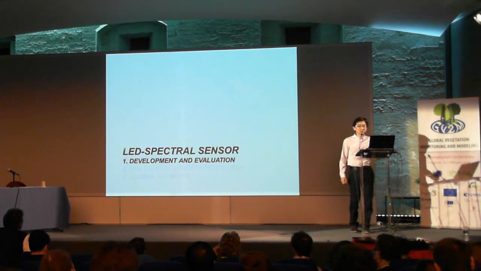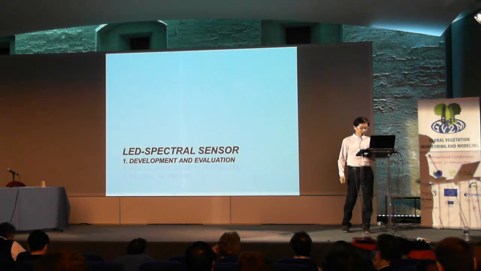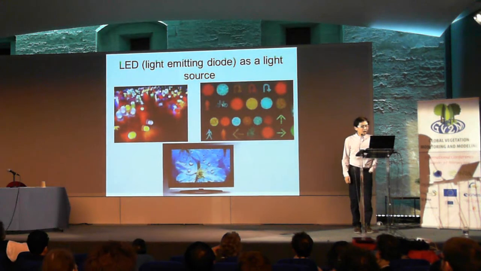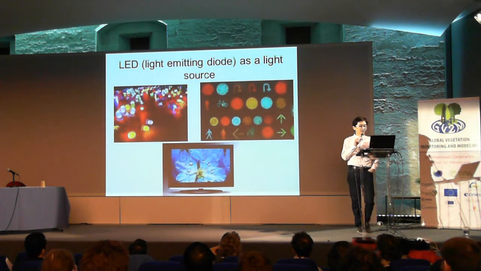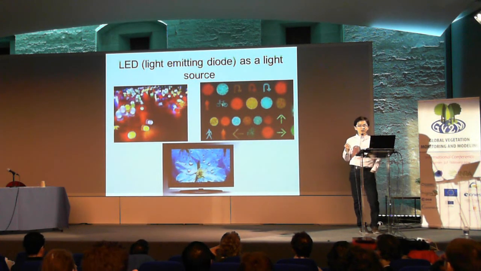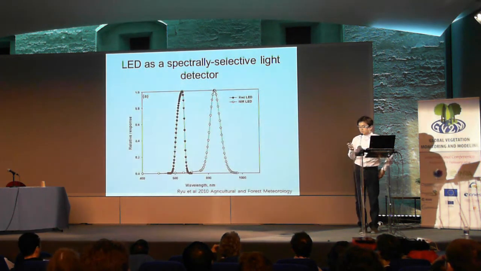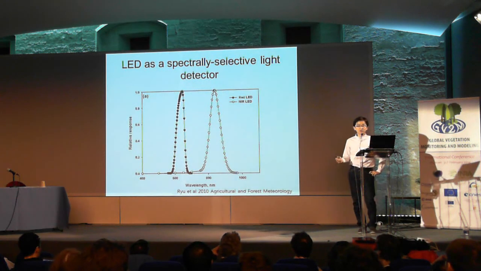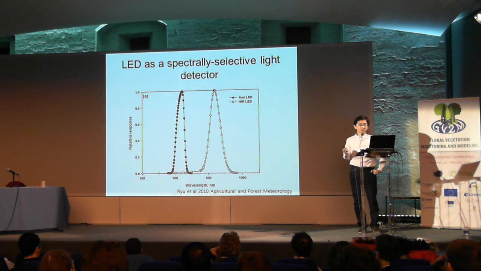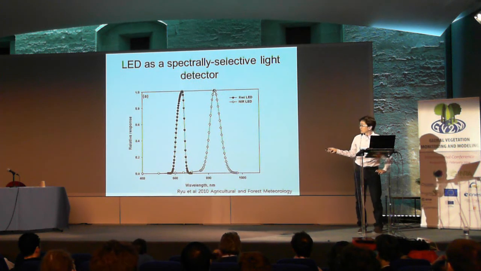Let me start with the LED sensor. Some of you might know, but many people still don't know, so let me start with LED. LED is literally light emitting diode, so it is widely used as a light source, like TV. But by using the reverse mode, we can use LED as a light detector, a spectrally selected light detector, like a spectroradiometer.